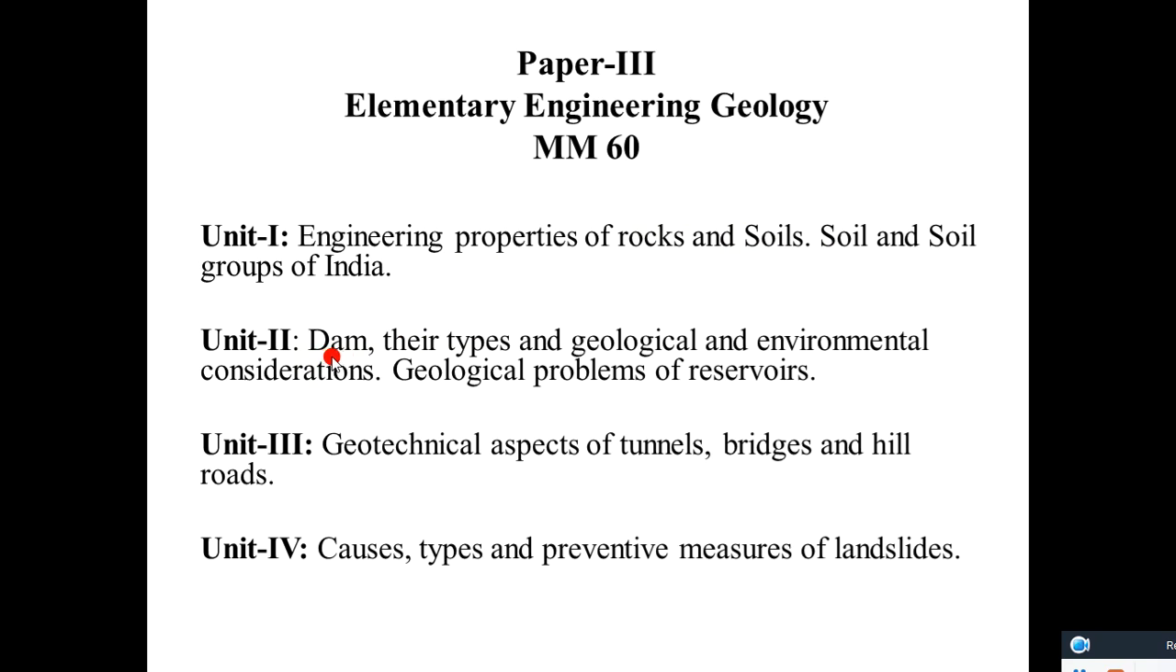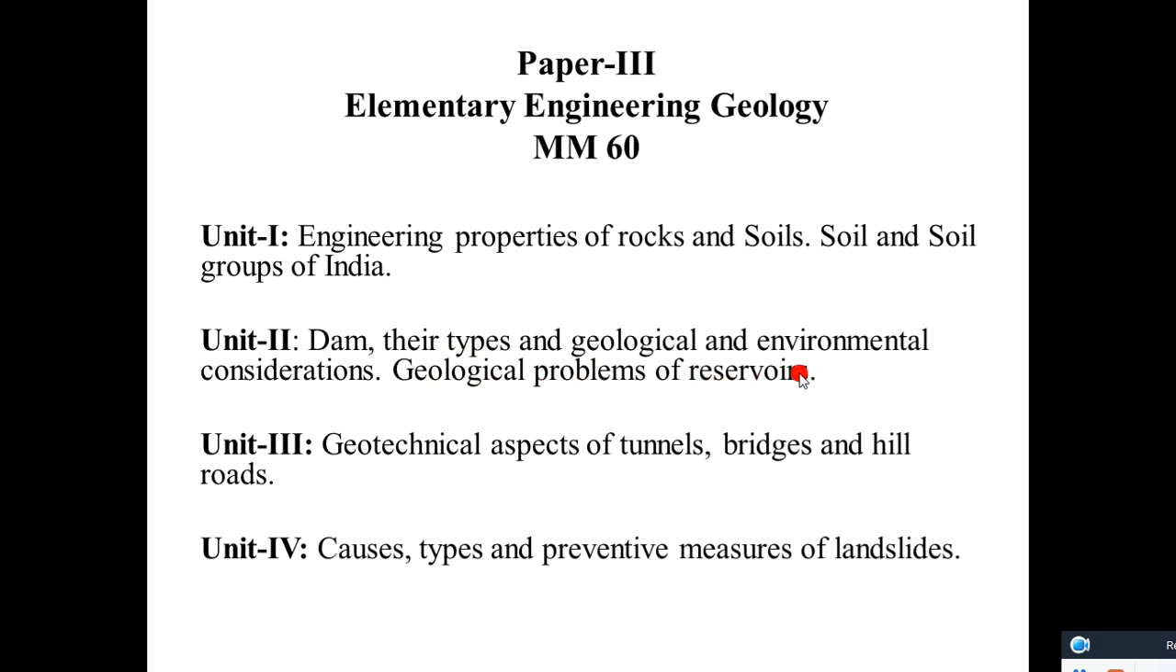You must have heard about various dams near Pithoragarh also. There in your vicinity there are various dams. So we will understand how many types of dams there are and the geological and environmental considerations which should be followed for construction of a dam. When we are studying engineering geology, we will in one way intermingle the concepts of engineering with geology for sustainable development.